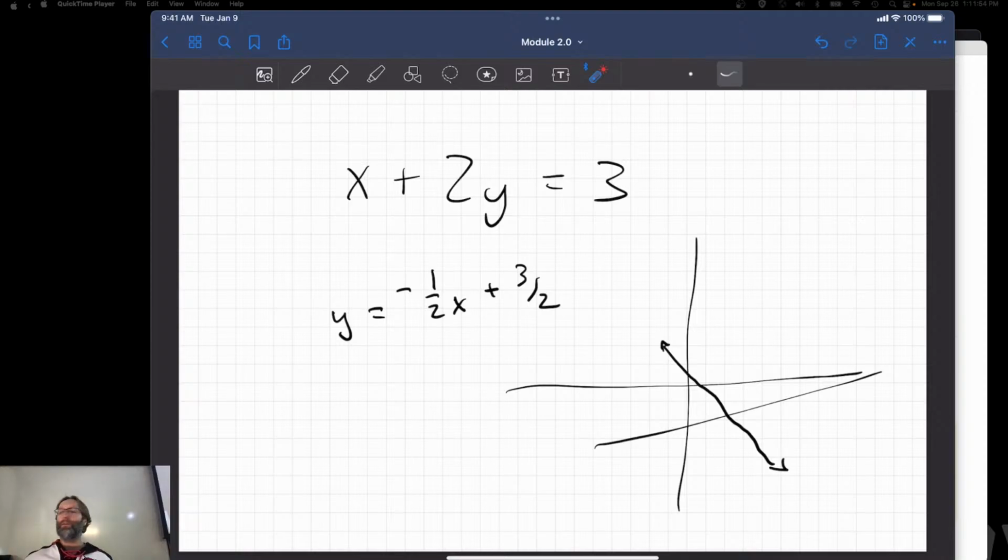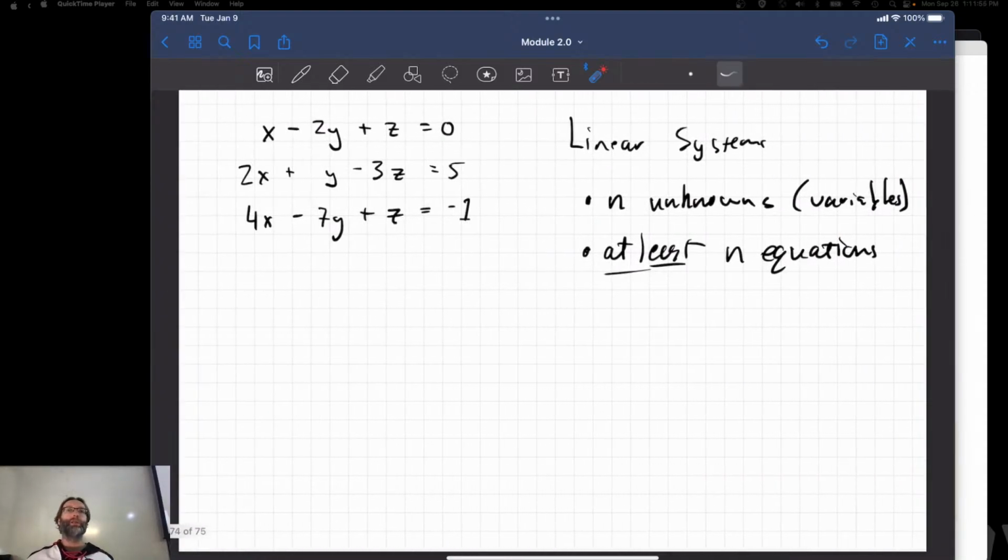What does it look like if you have 3 equations and 3 unknowns? You don't have lines anymore. You have planes. 2 planes intersect at a line. 3 planes intersect at a point, and that gives you your unique solution. Right? What does it look like when you have 4 unknowns and 4 equations? Can anybody tell me that?